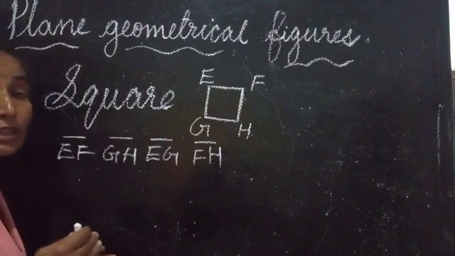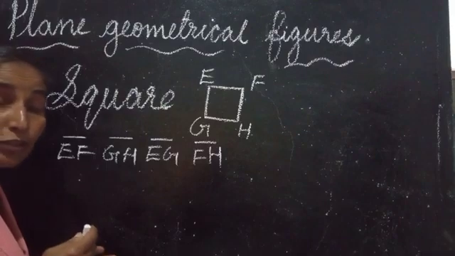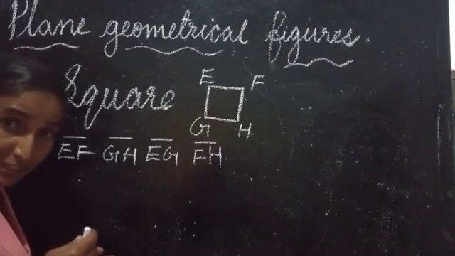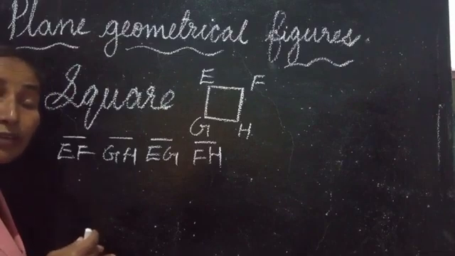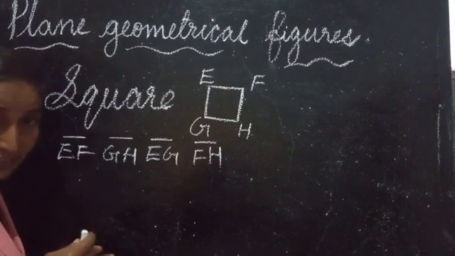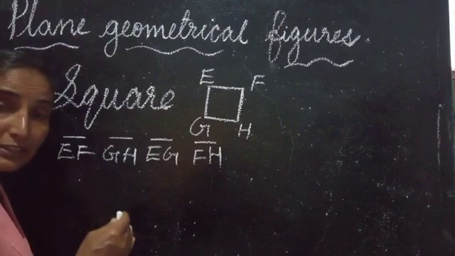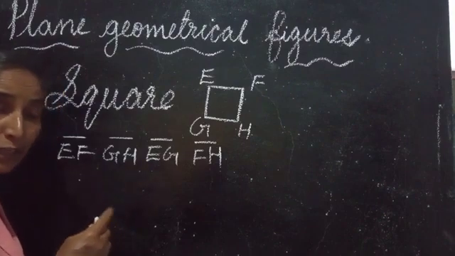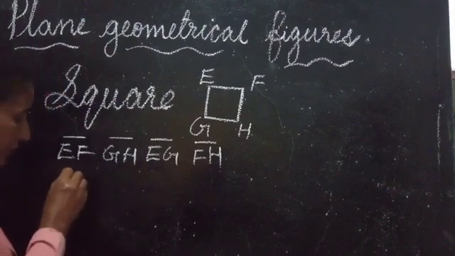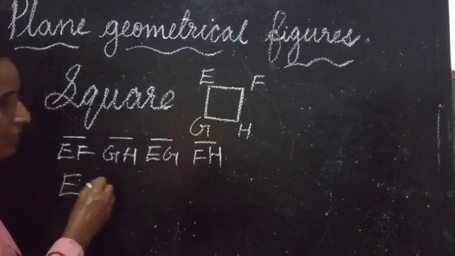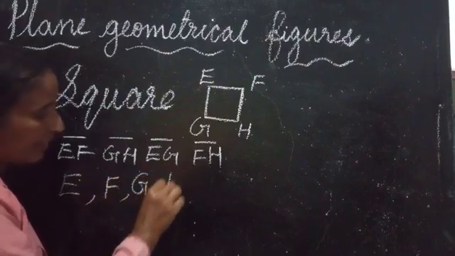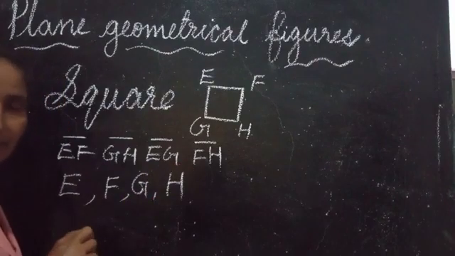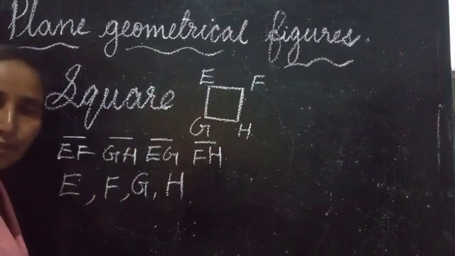Now we learn about the corner. What is the name of the corner? Vertex. If there is more than one vertex, what will we say? Vertices. Can you say which are the vertices of this square? Very good. E, F, G, H. These are the vertices of this square.